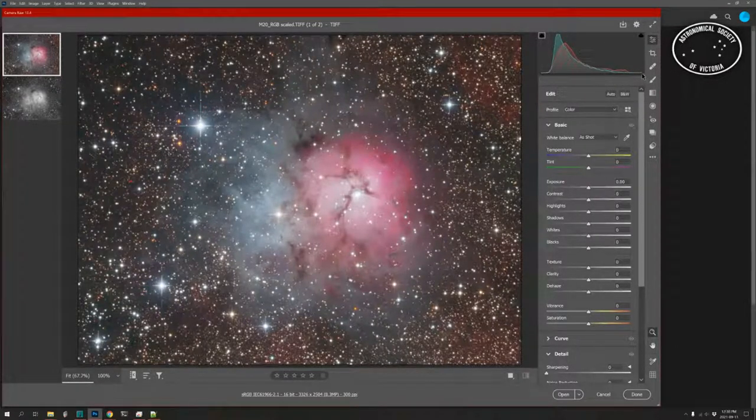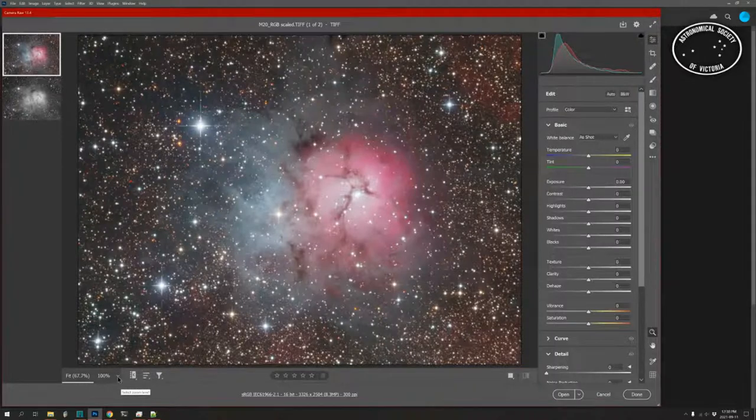A tiny little peak at the saturated end. So there are certainly saturated stars there. And the blue and the pink have different shapes. And that's because part of the object's blue and part of the object's pink.